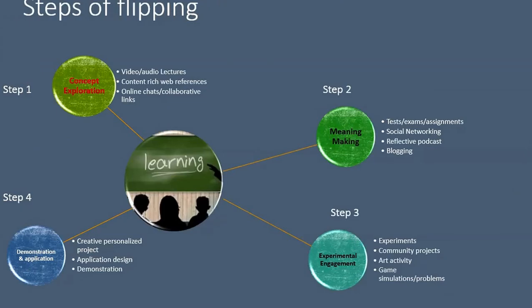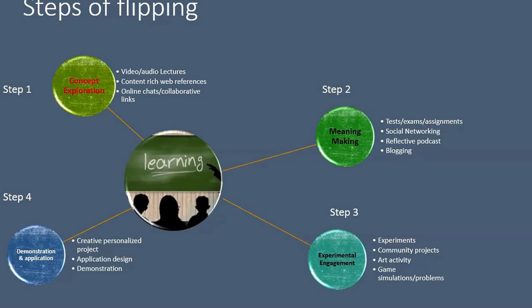So if you see this now, the steps of flipping, rather I say this is universal design of learning, which is composed of 4 steps. Step number 1 is concept exploration. Step number 2 is meaning making. Step number 3 is experimental engagement, and step number 4 is demonstration and application. So our universal design of learning is based on these 4 steps, and it is no exception for the flipped classroom too.